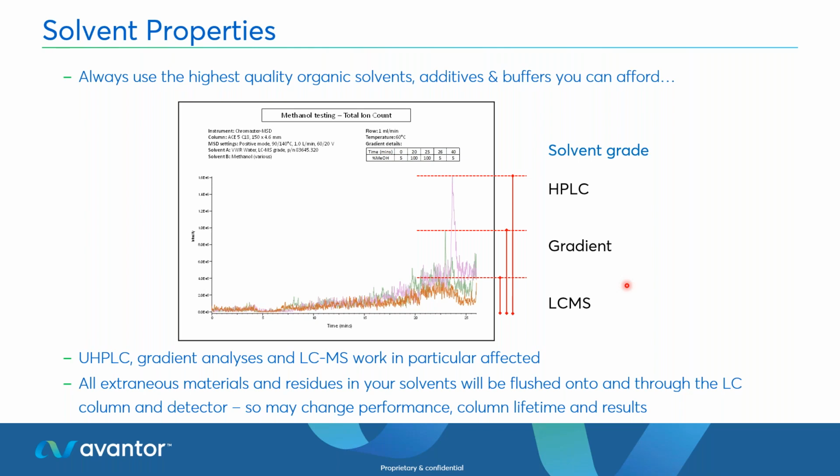So if you're running standard isocratic HPLC, there's HPLC grade solvent. If you're running gradient methods, then there's a gradient grade solvent. If you're running UHPLC, there's a UHPLC grade solvent. And it's not a way of marketing them, it really is important when you look at things like background levels to use the correct grade of solvent depending on your application.